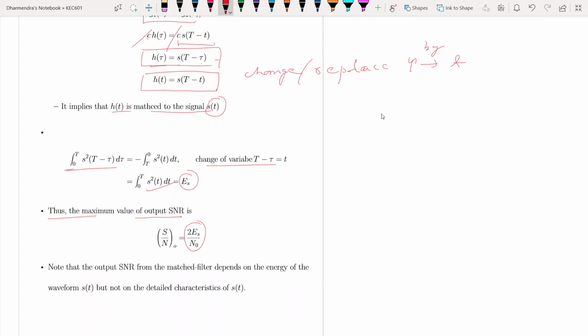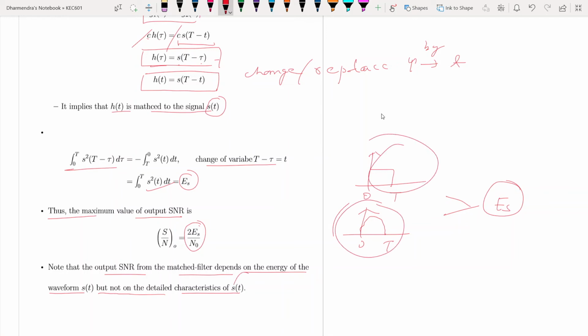So note that the output SNR from the matched filter depends on the energy of the waveform S of t, but not on the detailed characteristics of S of t. Suppose you have a signal like this, and a signal like this, with different characteristics, but both have energy ES. So the output SNR depends upon ES, not the shape of S of t.